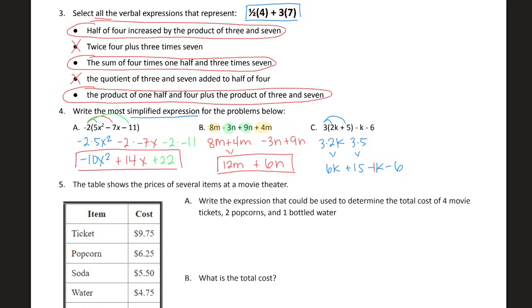So now I'm going to add together my k terms. I have a 6k and a negative 1k, or 6 minus 1, which is going to be 5k. And then I have a positive 15 and a negative 6, or 15 minus 6. So that's going to be positive 9.